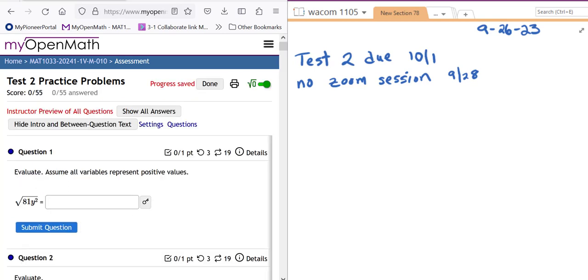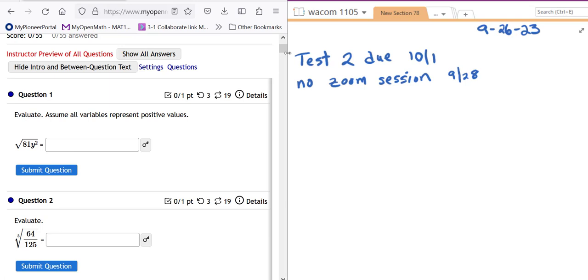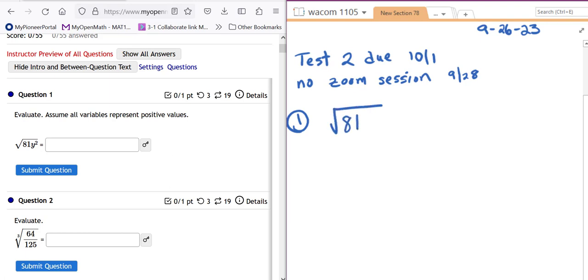Okay, so let's go ahead and go into my Open Math. And we'll just do some problems. So this one is just simplifying a radical. So 81y squared. Hopefully you would recognize 81 is a perfect square. And so this would be 9. Square root of y squared is just a y. You can divide by the index. 2 into 2 will go one time. So it goes out from under the radical, and it's done.